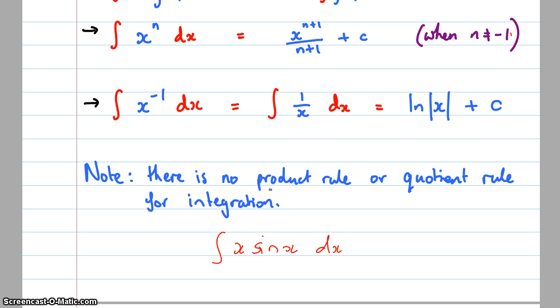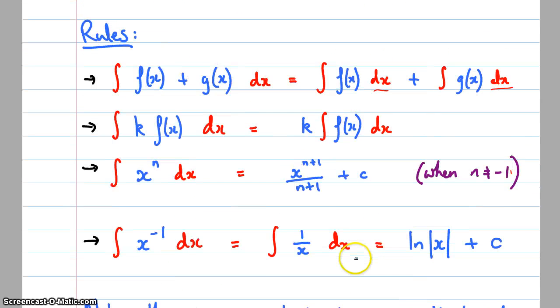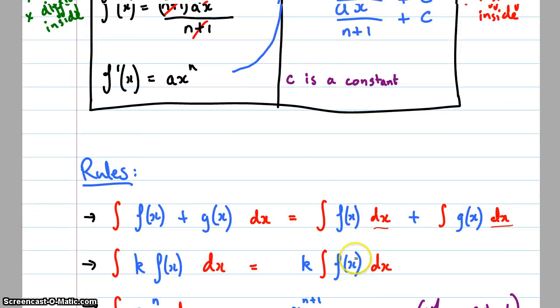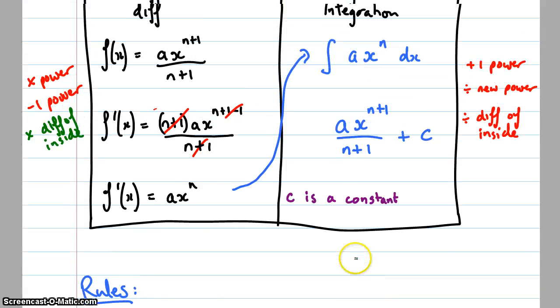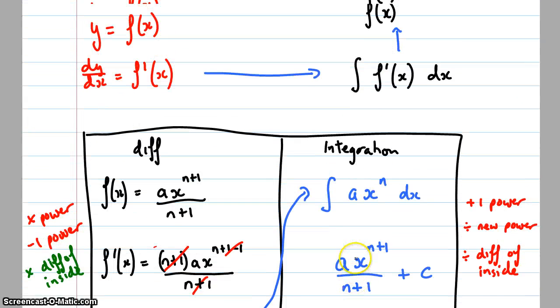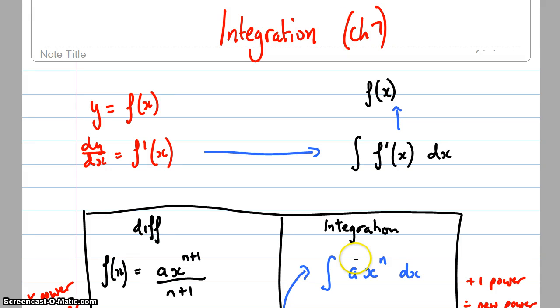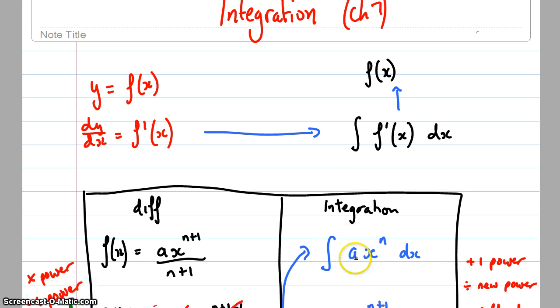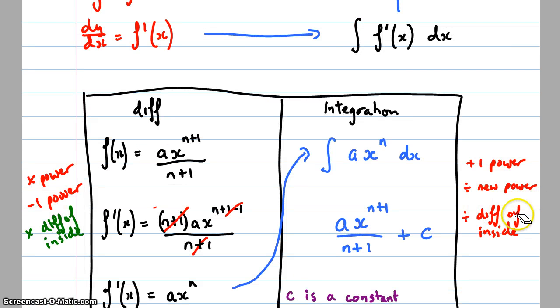Okay, so that's the basics of integration. I'll just go back up to the start and show you that integration is adding one. So when we integrate, we add 1 to the power, we divide by the new power, and we divide by the diff of the inside.